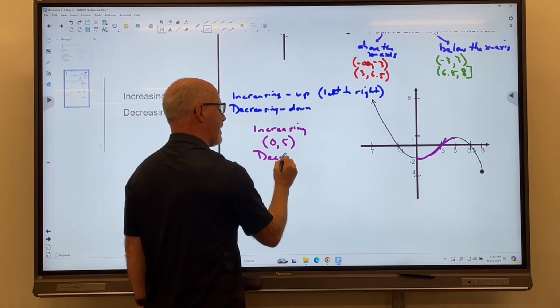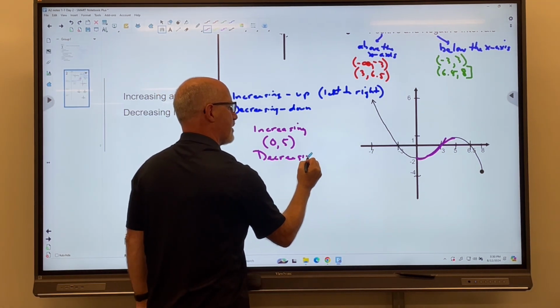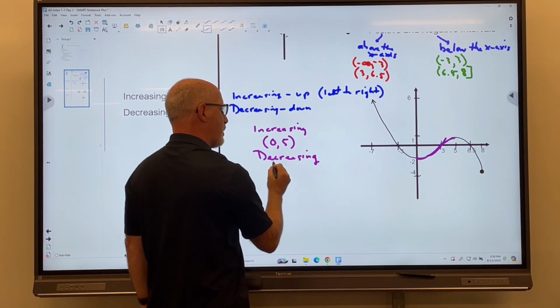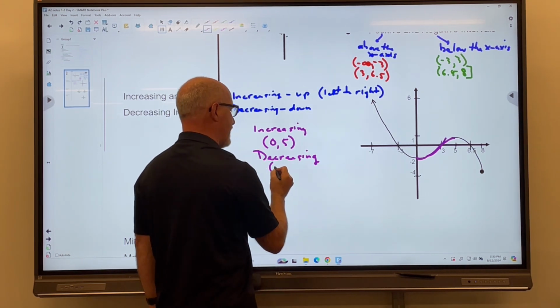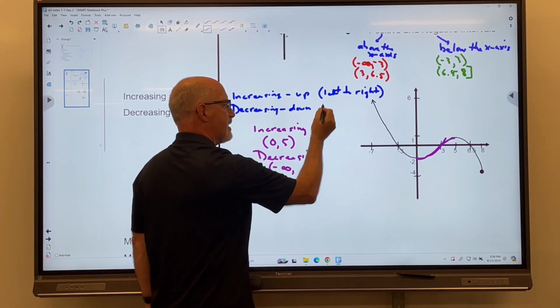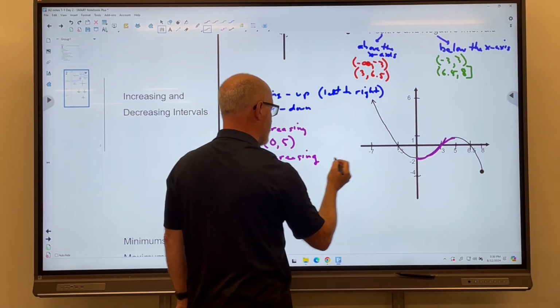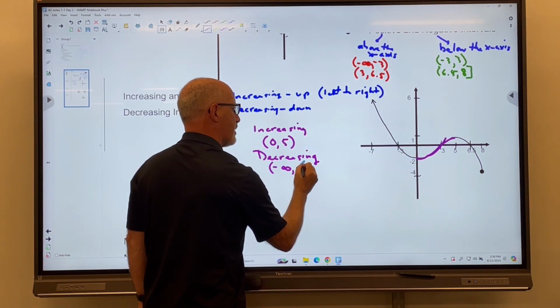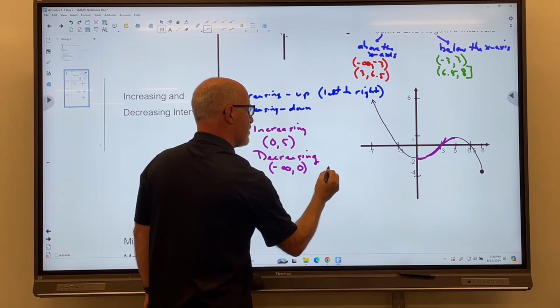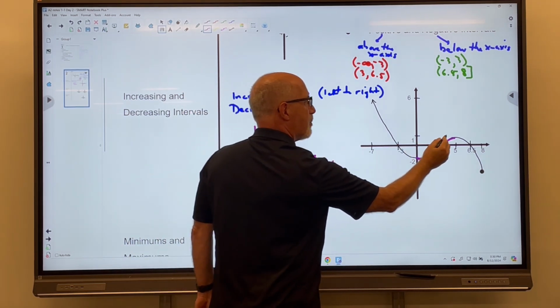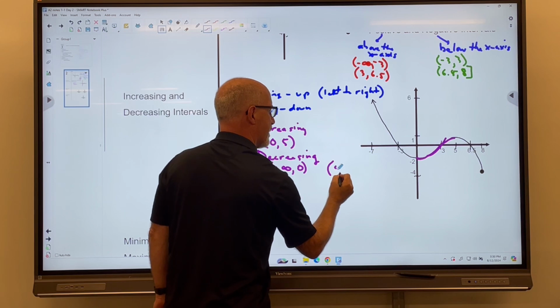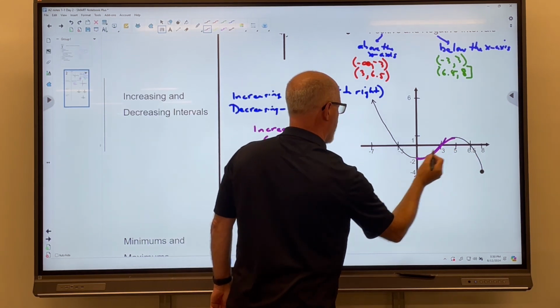Decreasing, on the other hand, is where we go from negative infinity here, because that arrow means it keeps going in this direction. It decreases into x equals 0, and then it's also decreasing from 5 to an x value of 8.